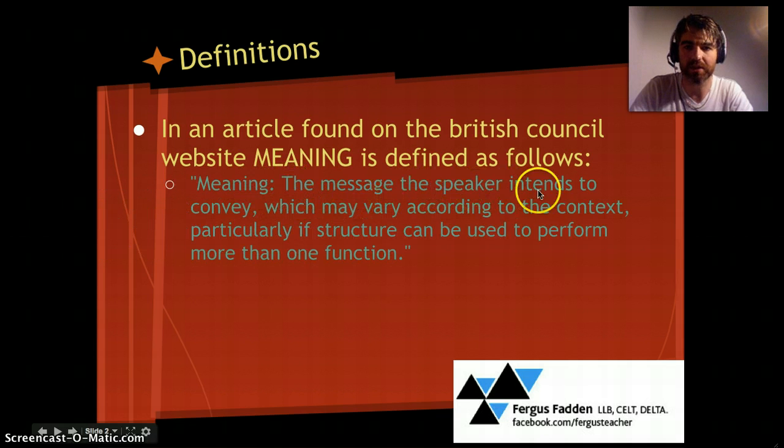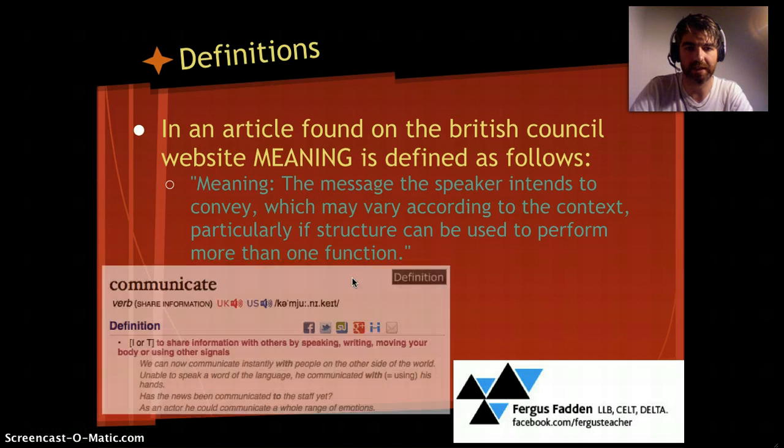Okay, so the definition goes as follows. Meaning: the message the speaker intends to convey, which may vary according to the text, particularly if the structure can be used to perform more than one function. Let's think about that in terms of an example.